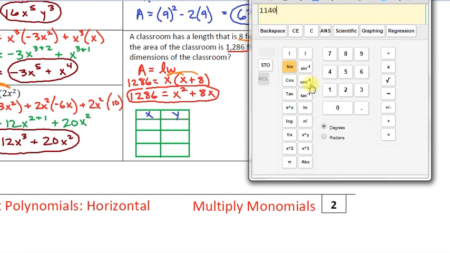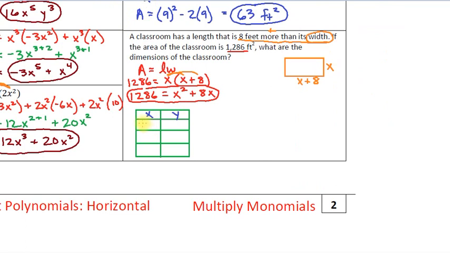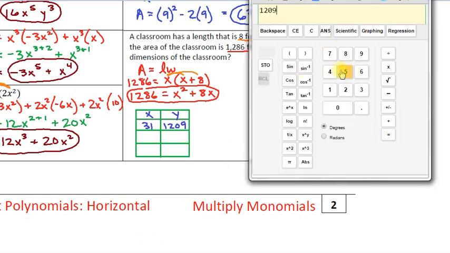Actually, you know what? Let's try 31 and see what we get. So I'm going to go ahead and type in 31 squared plus 8 times 31. Oh, 1209. All right, that's getting pretty close. Let's put that one in. So 31. So when x is 31, we're at 1209. The area was 1209. All right, let's do 32.